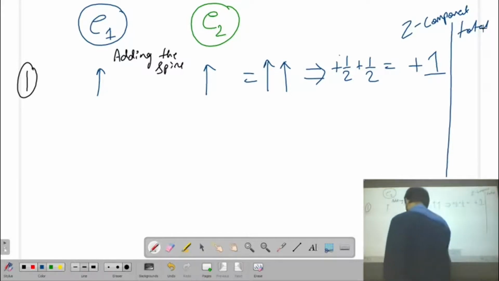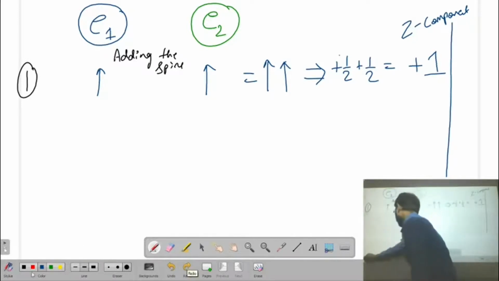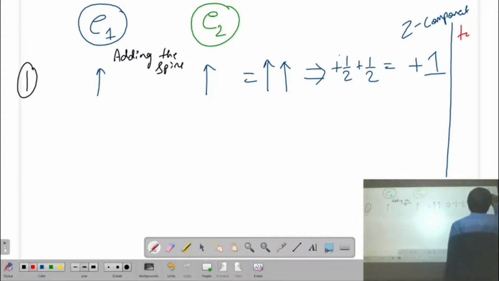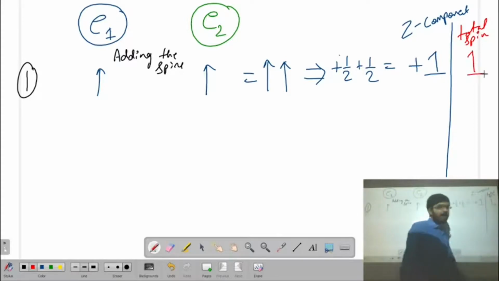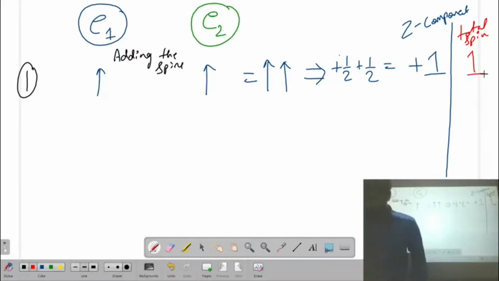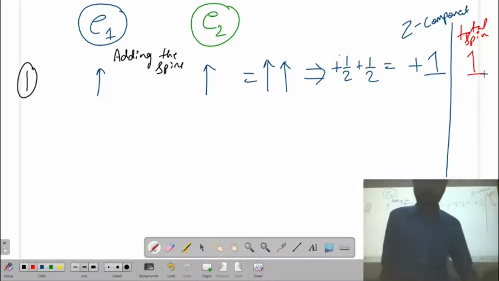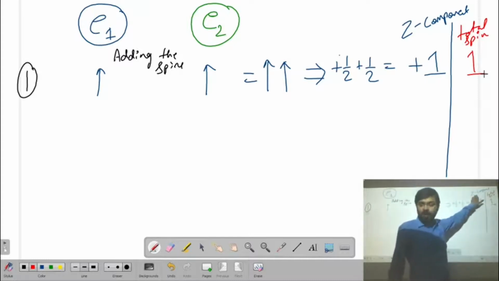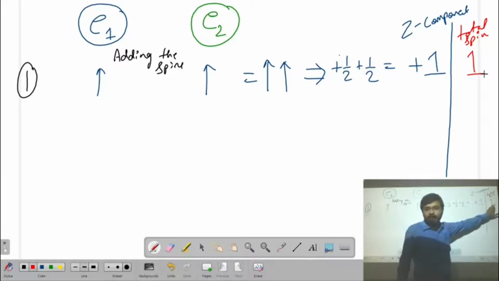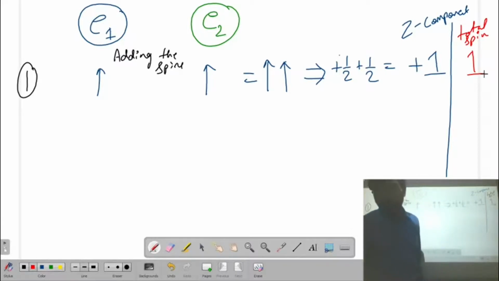Total spin will also be 1. Remember, this z component is nothing but the magnetic quantum number, which we have studied as m, and that can have positive and negative values, while the total spin will be 1 of a 2 electron system, right?